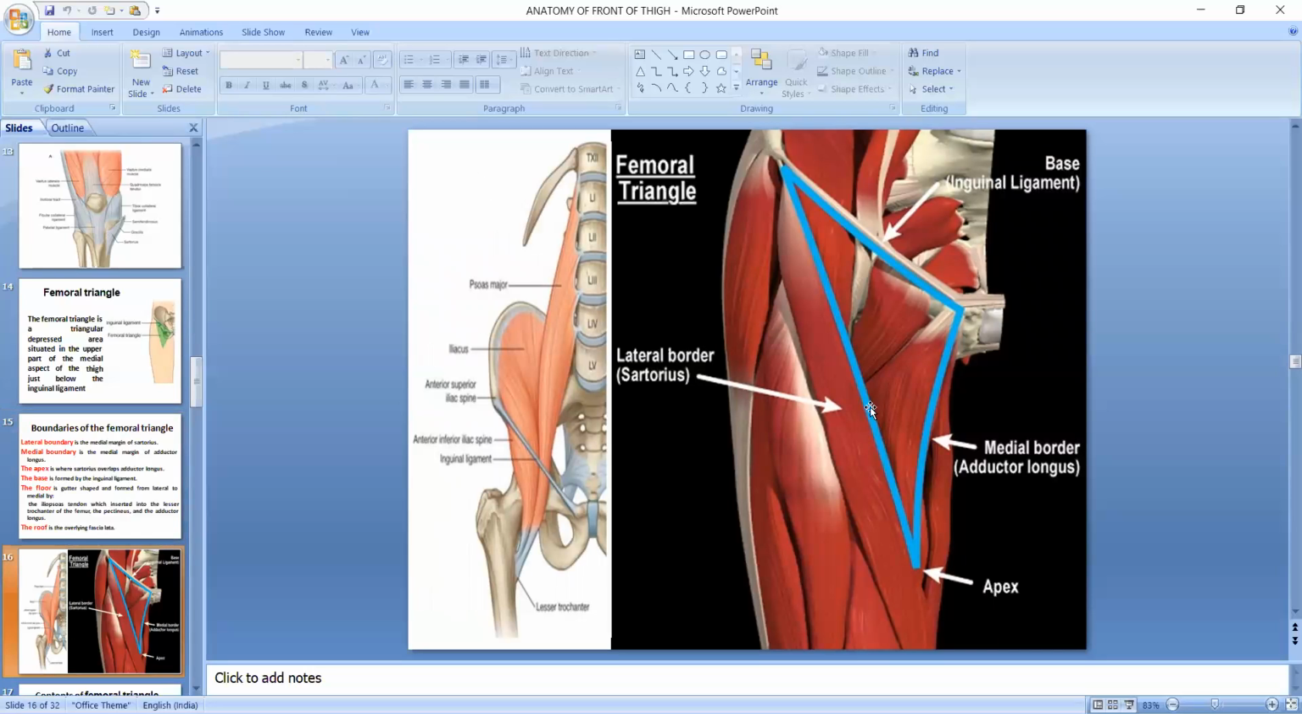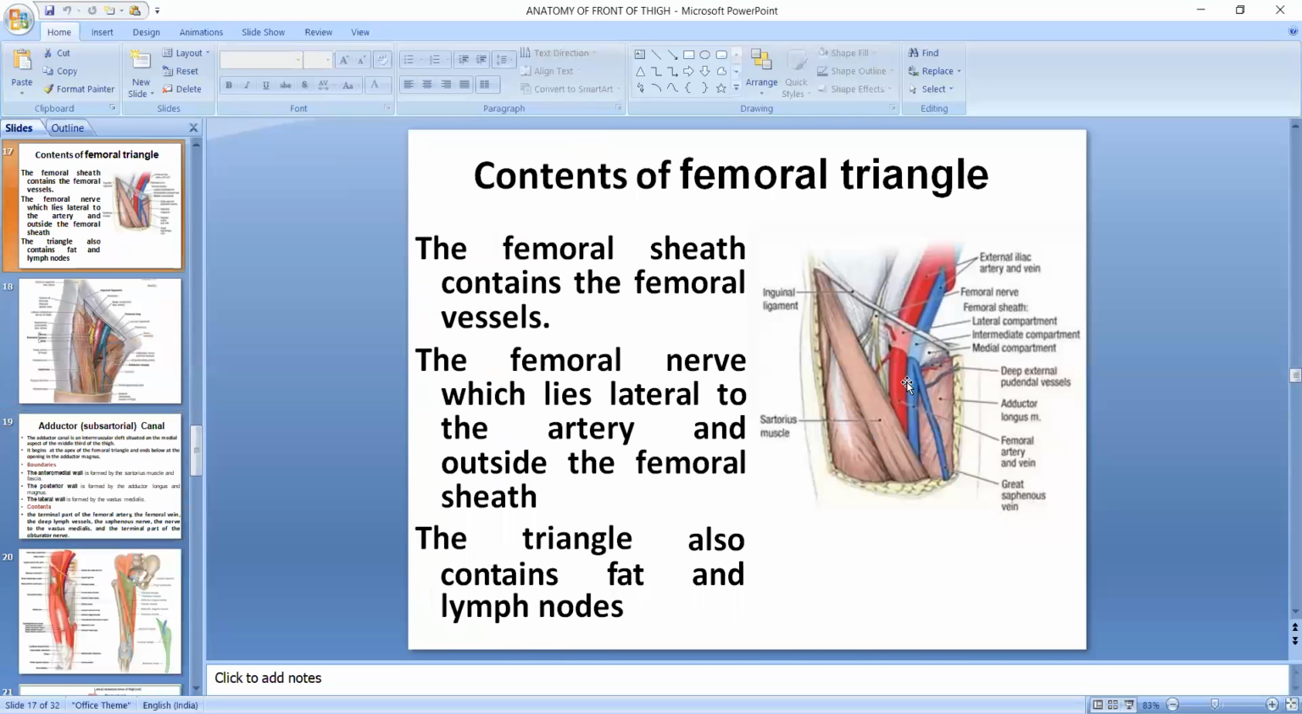We can see in this picture also the triangular shaped femoral triangle. Very well defined here are the base, lateral border, medial border, and apex, as we have discussed earlier.